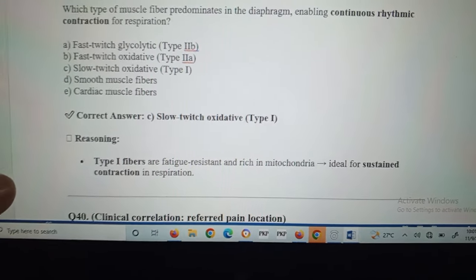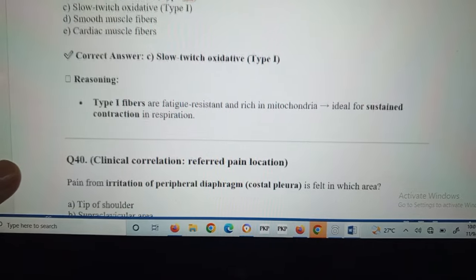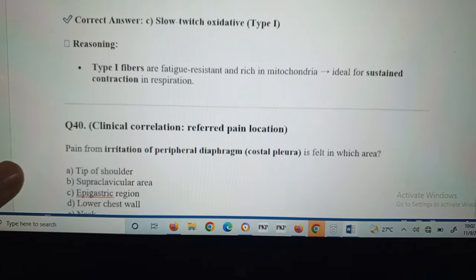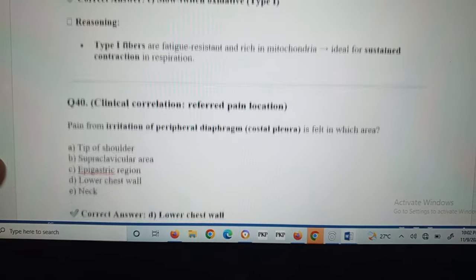The answer is slow twitch oxidative type 1. Type 1 fibers are fatigue resistant and rich in mitochondria, ideal for sustained contraction and respiration.